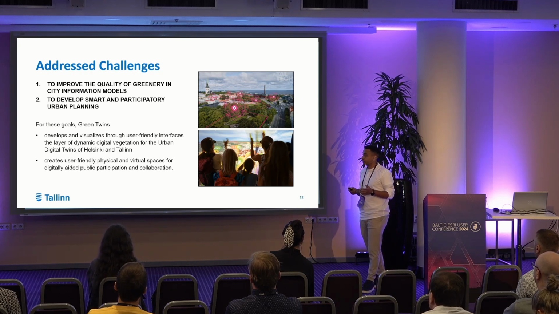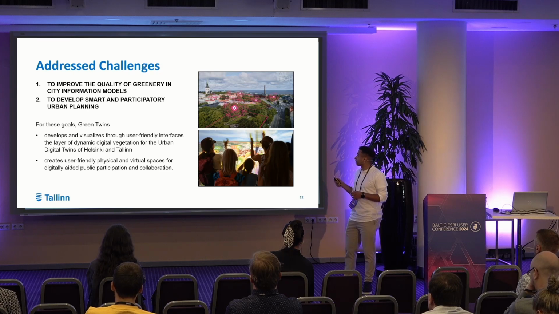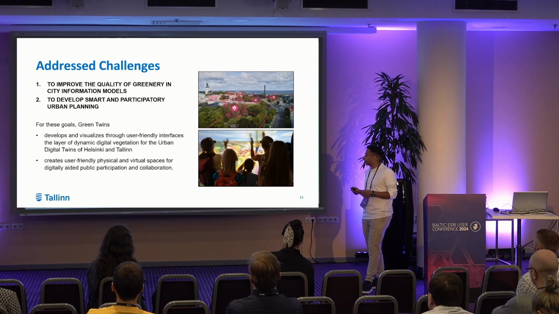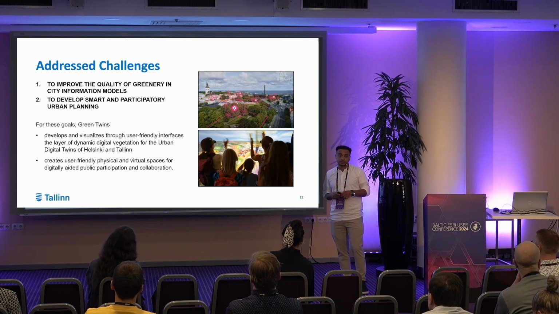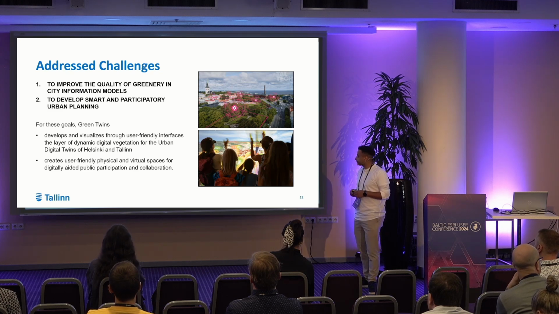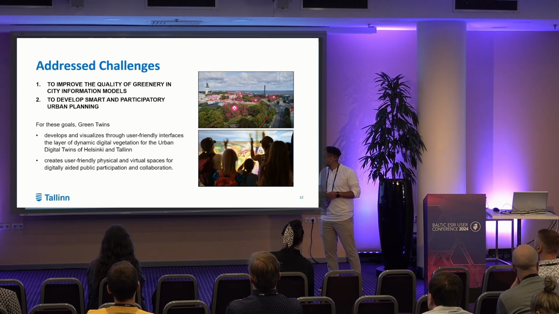And in that project, we had two main concerns. We wanted to improve the quality of the digital information that we're having about the green areas, as well as develop a smart way or a smart participatory urban planning platforms. And we worked on two things.